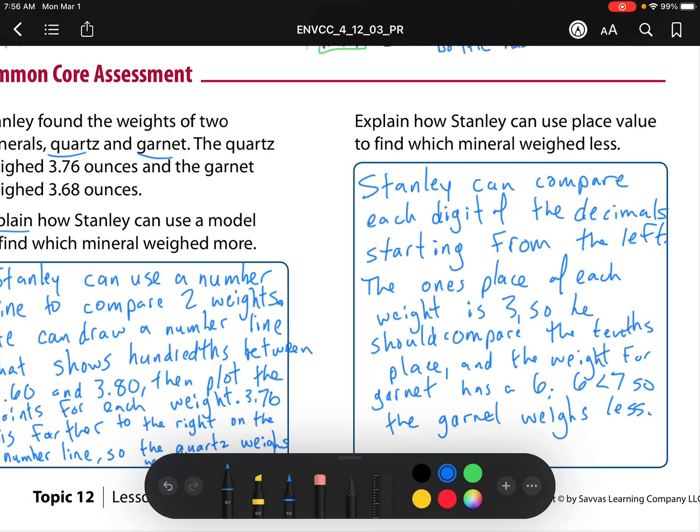All right, that's it, guys. You now can compare decimals. Remember, the most important thing when comparing decimals is you need to do what? You need to line up the decimals, so your place values are all on the same line.